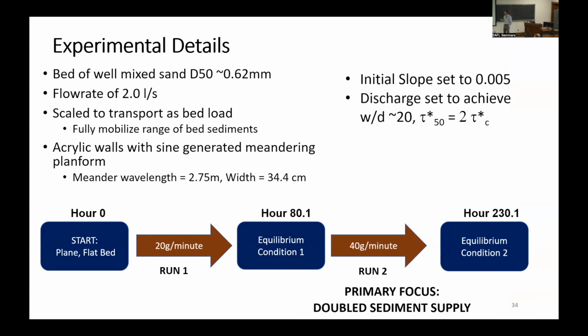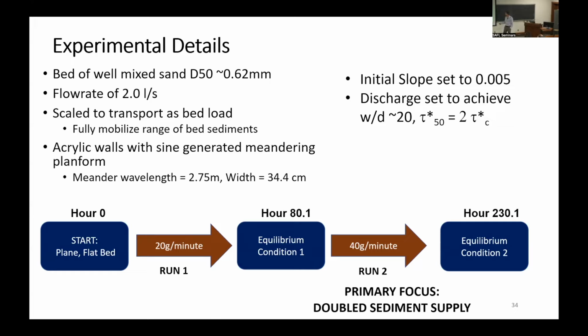So for this experiment, we had to scale down our grain size. I'll talk a little bit about scaling. We also scaled down our flow rate because it's a much narrower channel. This was a 34 centimeter wide channel as opposed to, I think, a 90 centimeter wide channel for the other case. But essentially, we started with a plain flat bed, applied a sediment supply of 20 grams per minute continuously through this first phase. It took 80 hours to get to what we considered an equilibrium. So we got to that point.